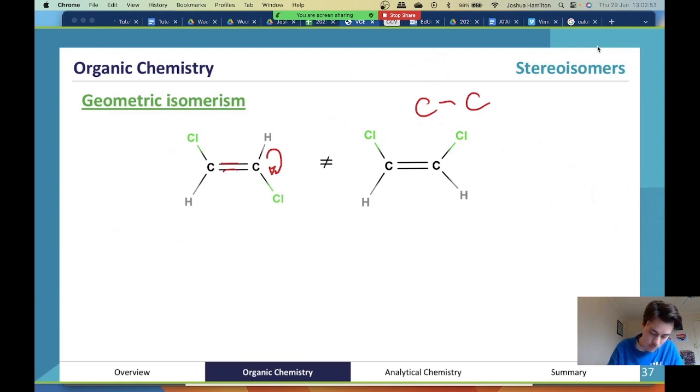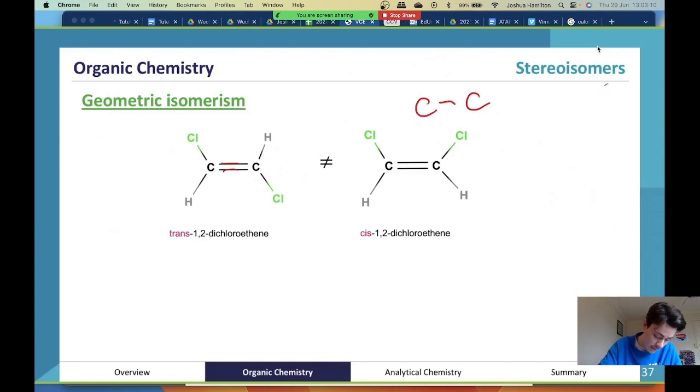So this is what we're talking about. These are not the same molecule because this cannot rotate around. This is not possible. It's not possible for that to occur. If this was a single bond, it would be. Because it's not a single bond, it cannot. So these have different names.